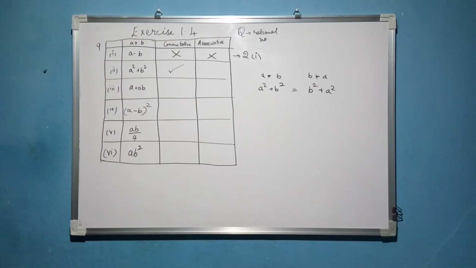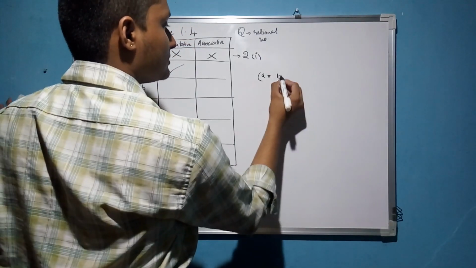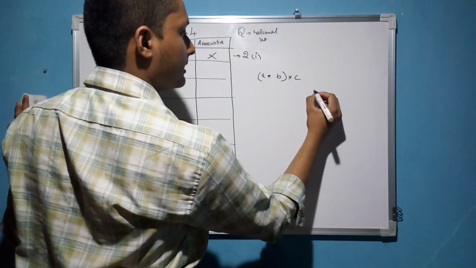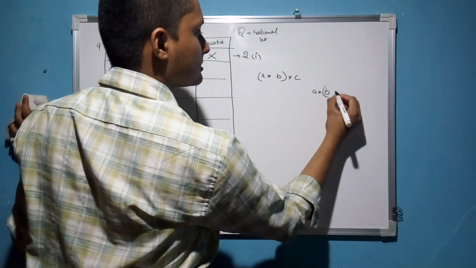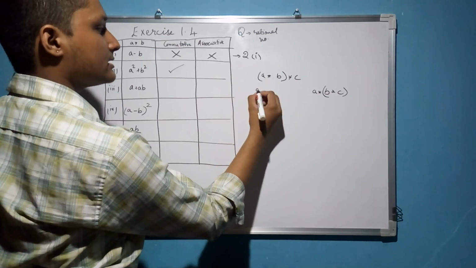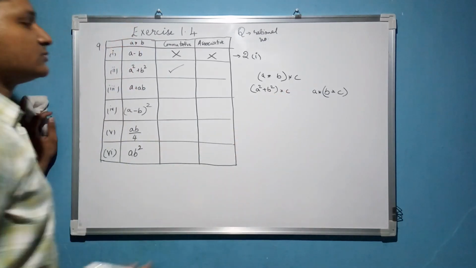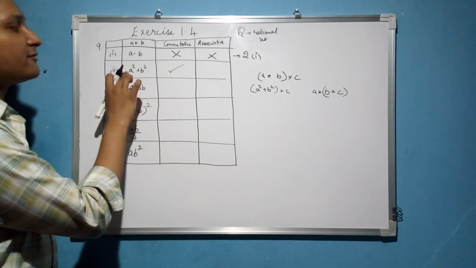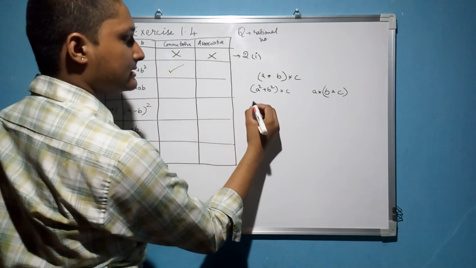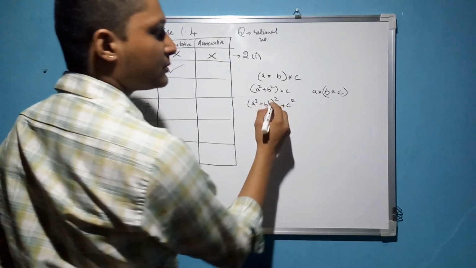Now what is it to be associative? To check whether it is associative, we need to take the bracket part. So this is (a star b) star c and a star (b star c). First I need to do this. This becomes a square plus b square is one number now, and c. What is this? It's the square of the first term plus the square of the second term. That is (a square plus b square) whole square plus c square is the output of this.